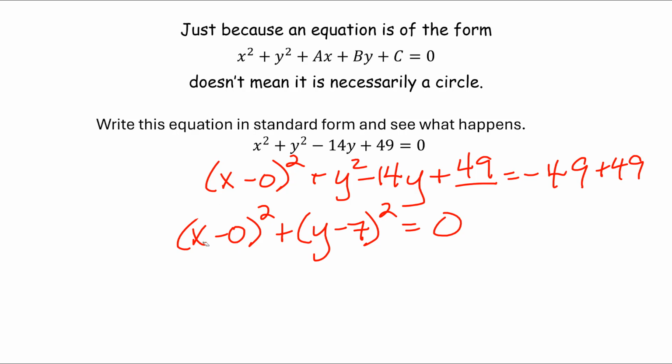All right. Well, we have two things that are squared being added together to get 0. Well, anything that's squared is positive or 0. So the only way we could possibly get 0 here would be if both of these binomials were equal to 0. And for that to happen, x would have to be 0 and y would have to be 7. And so the point (0, 7) is what this equation represents. There is just one solution, and that is (0, 7).